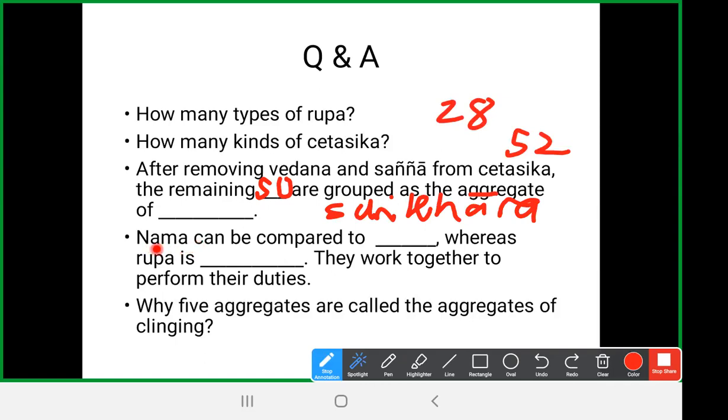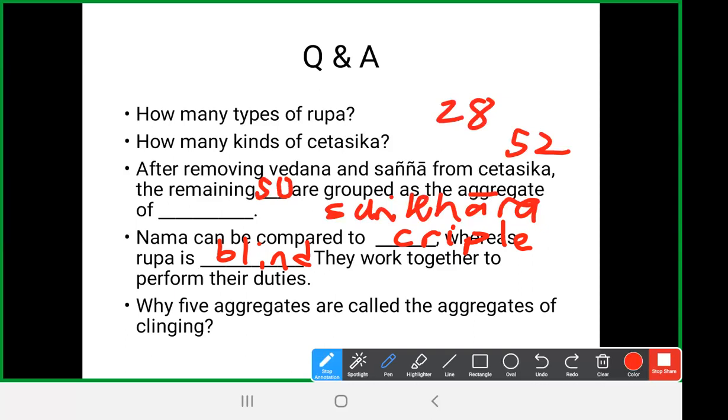Next one. The Nama, the mind, can be compared to what? Like the example I showed just now. And then the Rupa can be compared to what? These two work together to perform their duties. Just now, we have the blind and the cripple. Which one is Nama? Which one is Rupa? Rupa is blind. Okay, Nama is the one that can see. So just remember, mind is the one that can see but cannot walk. Then the body is the one that cannot see, the blind. But they just do the function.